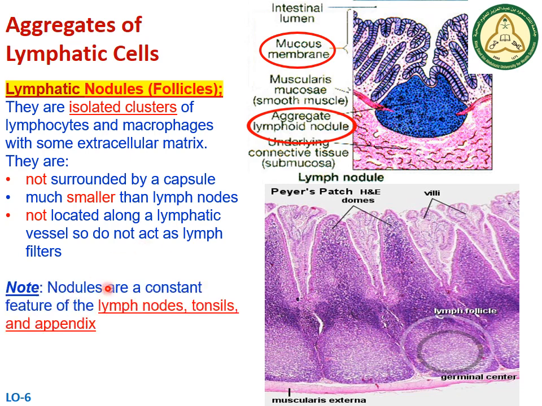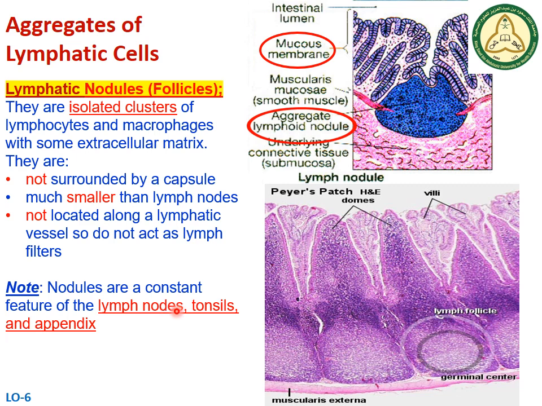So lymph nodules are a constant feature of lymph nodes. Inside the lymph nodes, you will find a population of T and B lymphocytes. The lymph node is a very big structure, and it is capsulated. If you remove the capsule and make a small amount, such as in the mucosa of the small intestine, those small amounts of aggregated T and B lymphocytes are called nodules.